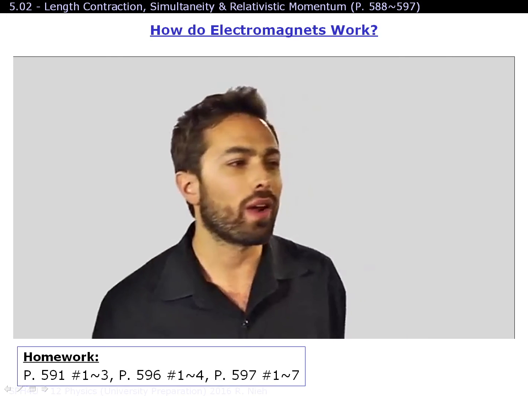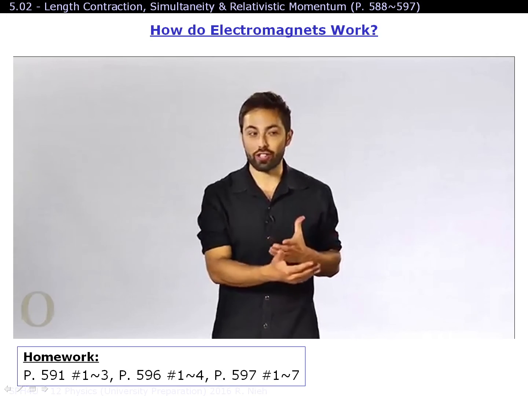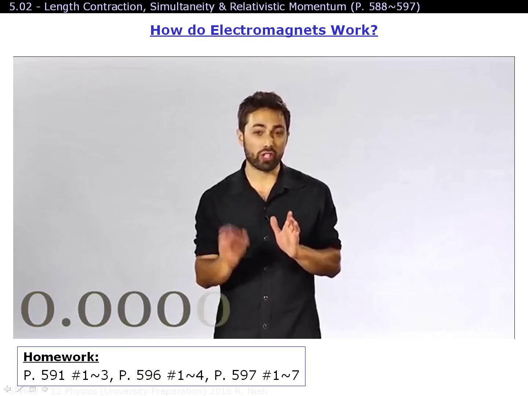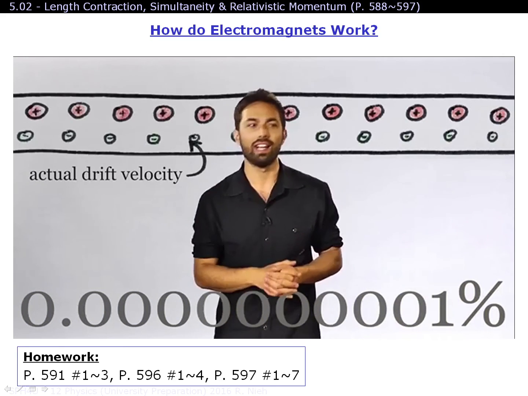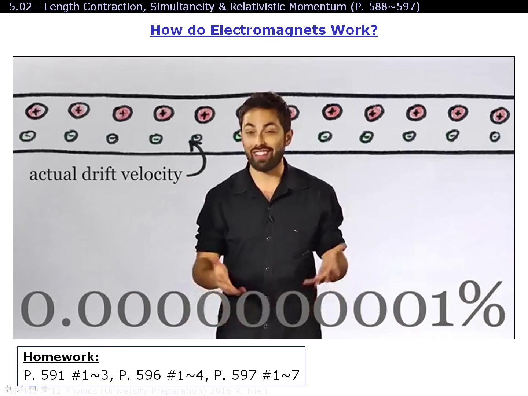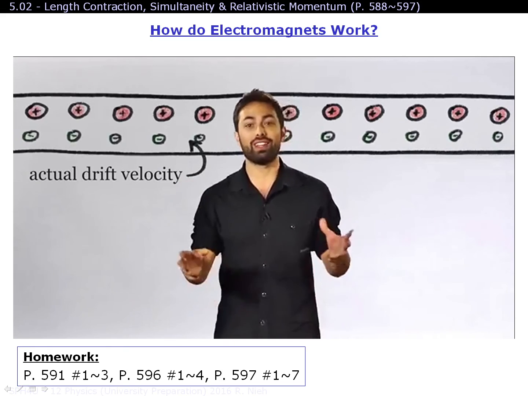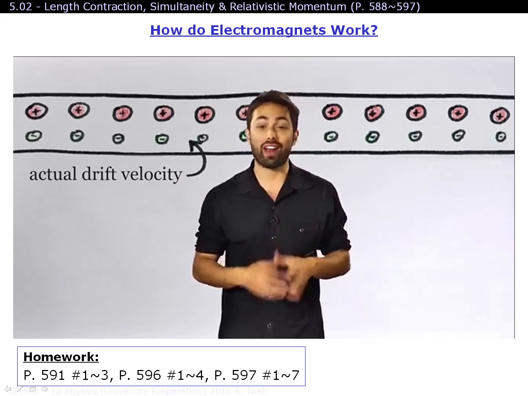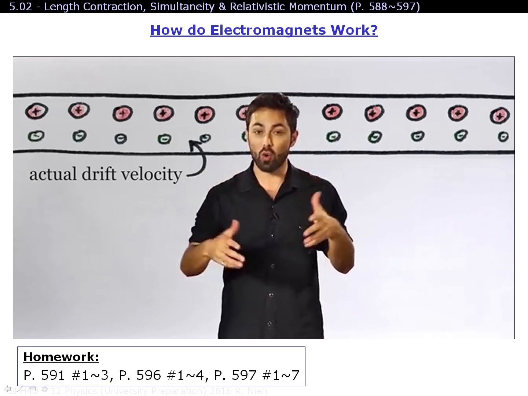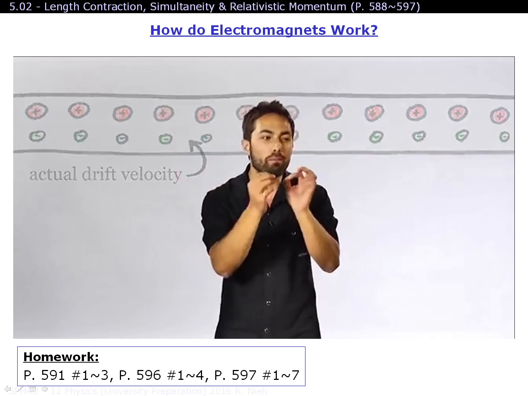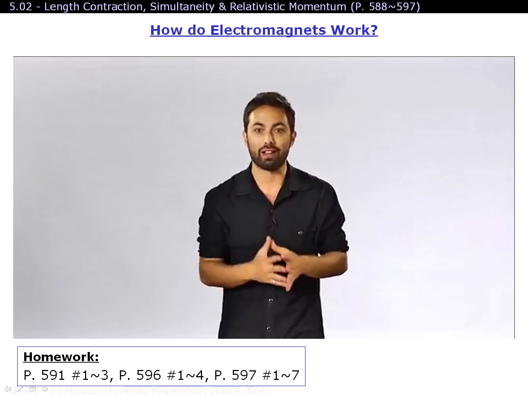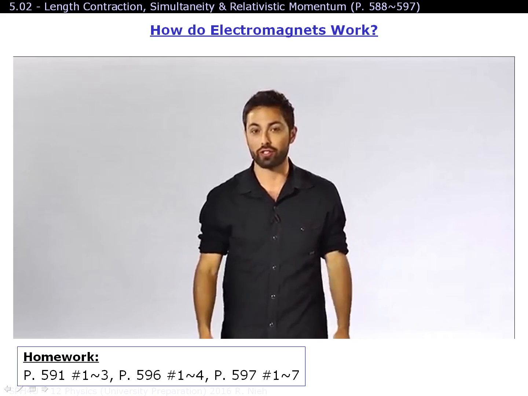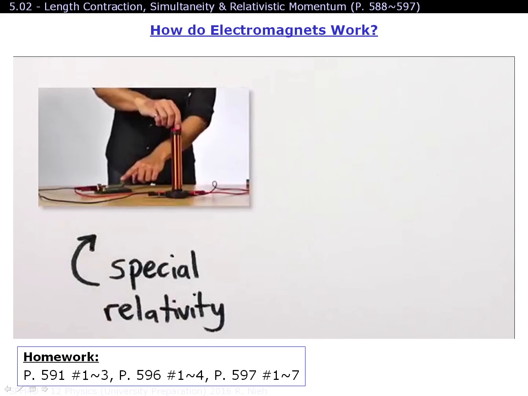Now that might seem crazy, since electrons drift through wires at about 0.00000000001% the speed of light. So how can special relativity have anything to do with it? Well, the truth is there are enough electrons in a wire, and the electric interaction is so amazingly strong that even the minuscule effects of length contraction can produce significant charge imbalances that produce a noticeable force. So special relativity explains electromagnets.